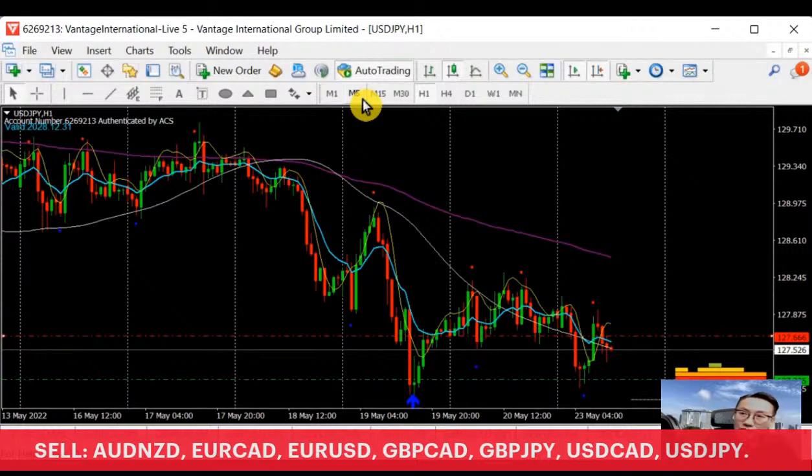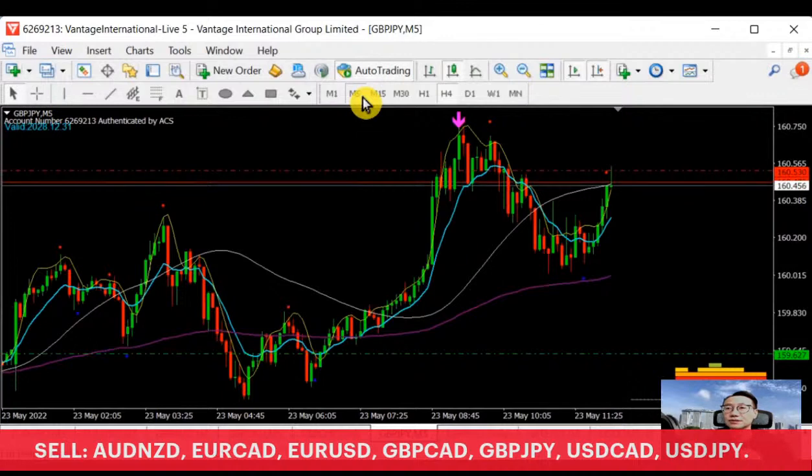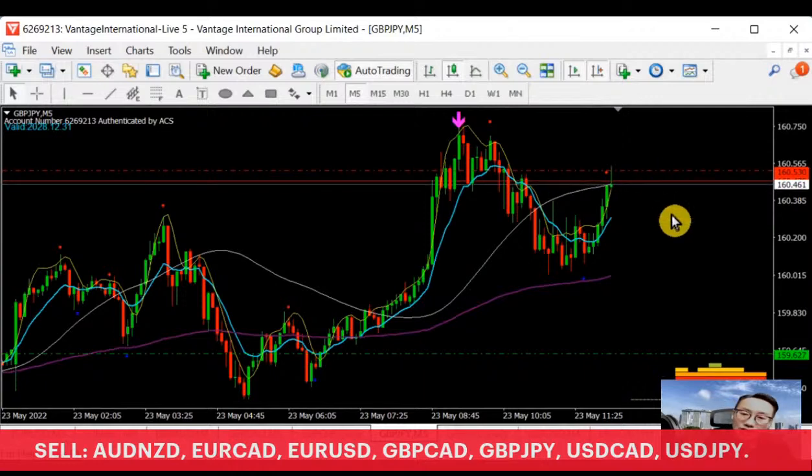What's the time now? We still have 3 minutes to go. Right now we are still testing on the resistance. We got the rejections here. Can you see there's a rejection? This is kind of good, not bad. Let's wait to see if the next candle gives us any opportunity.